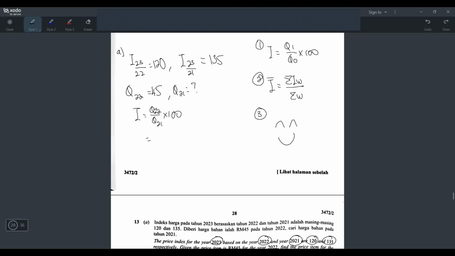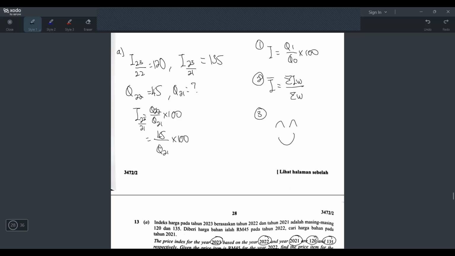So if this one is priced in 2022, this one is priced in 2021, then the I automatically will be 2022 based on 2021. Makes sense, right? Because the I here depends on the year here. If this one is 2221, this is also 2221. So now you can sub in the information inside. Q22 is 45. Q21, this is what you want to find at the end. This is the final answer, Q21.